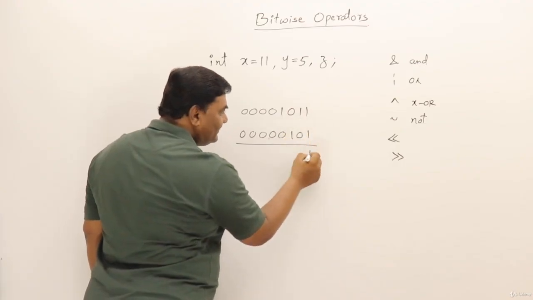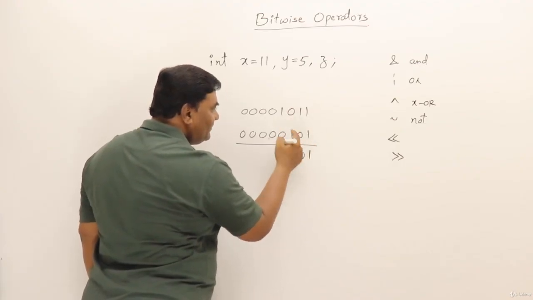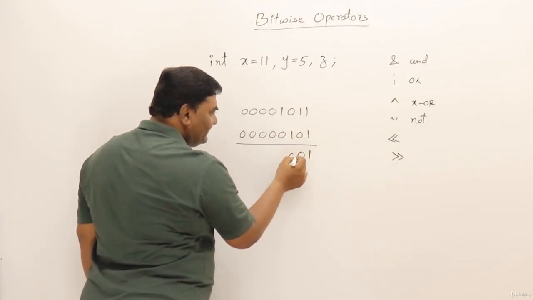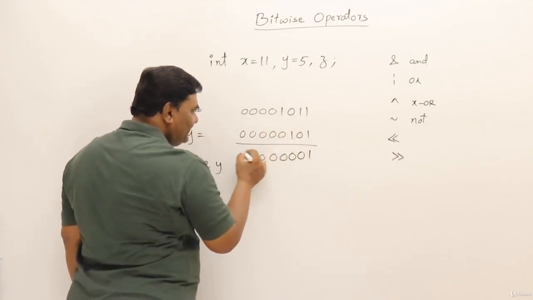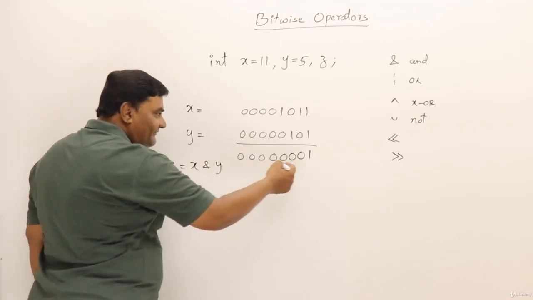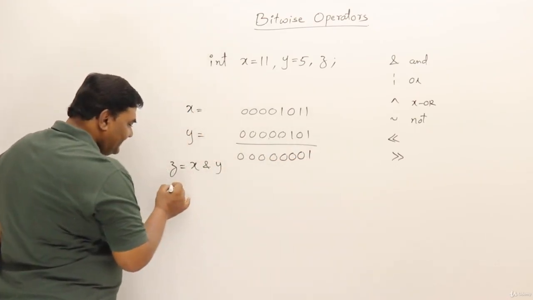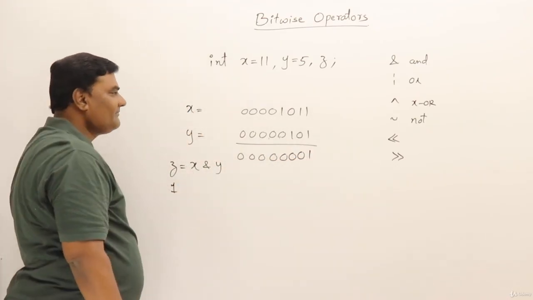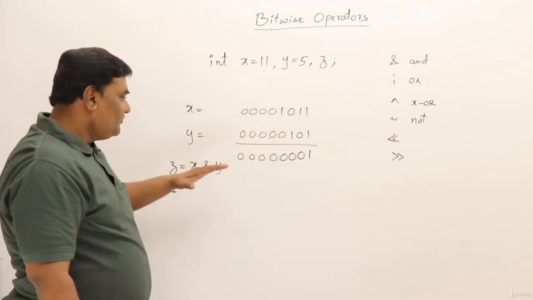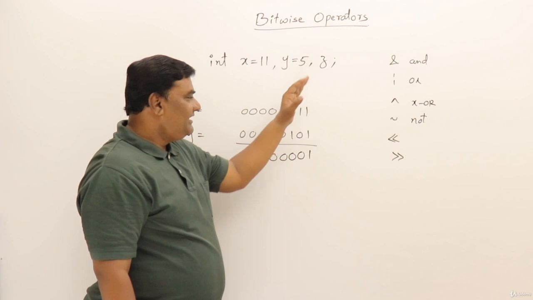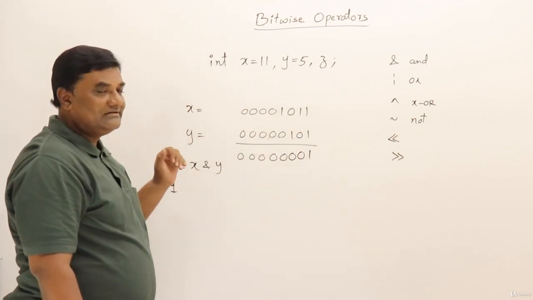1 and 1 is 1, 1 and 0 is 0, 0 and 1 is 0, 1 and 0 is also 0. So this will be 1. So binary form, it is 1. So z will get the value 1. So this is how bitwise ANDing is performed. So if you AND 11 and 5, then the result is 1.